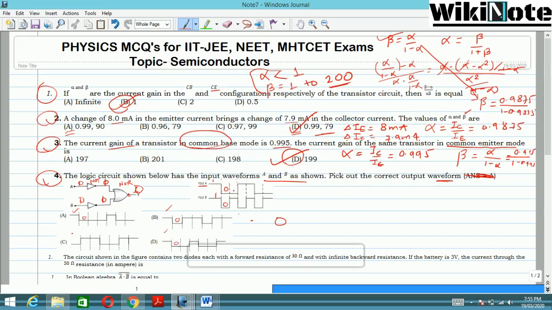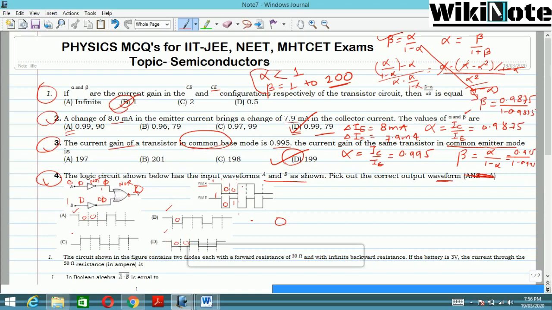Now the input is 0 for the A side and 1 for the B side, so the input is 0 and 1. The complement of 0 will be 1, and the complement of 1 will be 0. 1 plus 0 is going to be 1, but as this is a NOR, the output should be 0. So where do I get the output 0? In option A as well as in option D I am getting the 0. Okay, now I have to go for one more option.